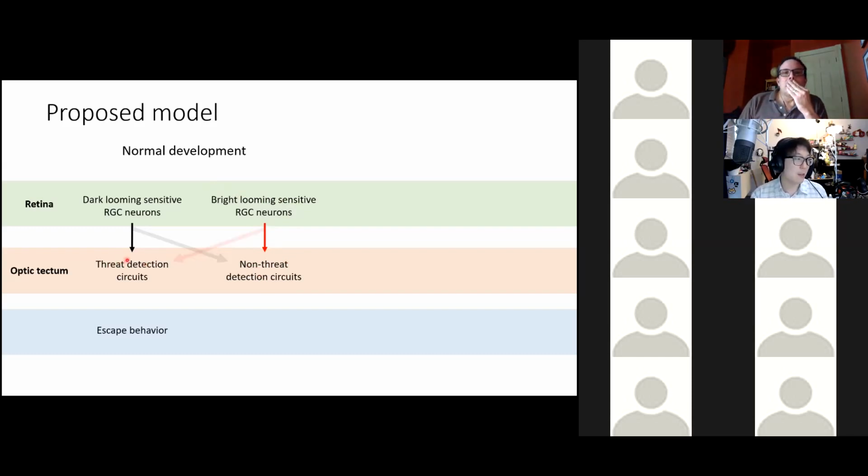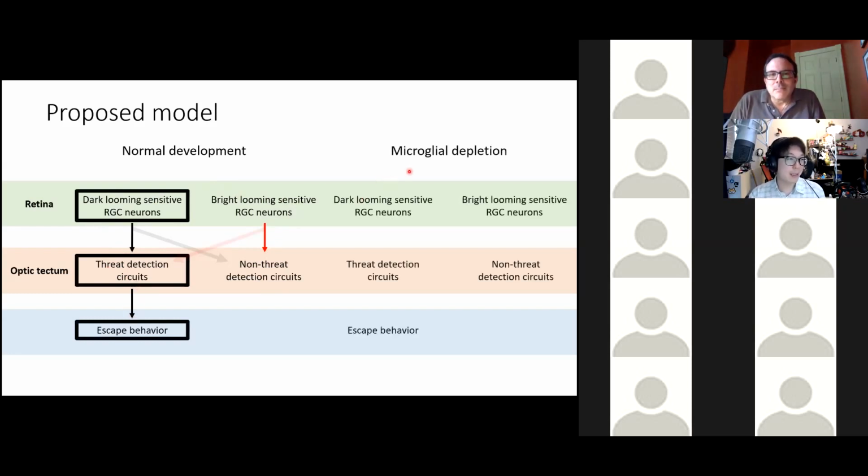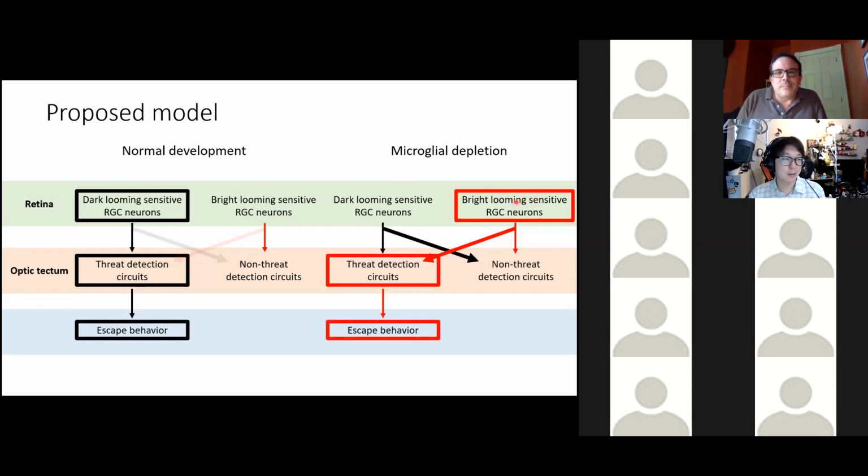What microglia are doing is getting rid of that miswiring, so that when you activate the dark looming sensitive retinal ganglion cell neurons, you activate the threat detection circuits at the optic tectum and elicit escape behavior. So maybe when microglia are depleted, this miswiring remains, and when you activate the bright looming sensitive retinal ganglion cell neurons, that ends up activating the threat detection circuits, and that's why there's a switch. But this is just speculation at this point. It's equally likely to be cadherin mediated, right?